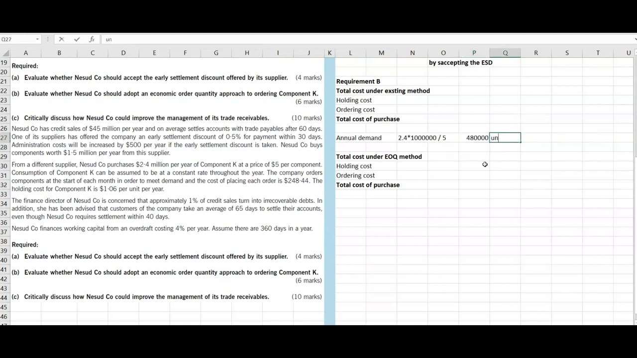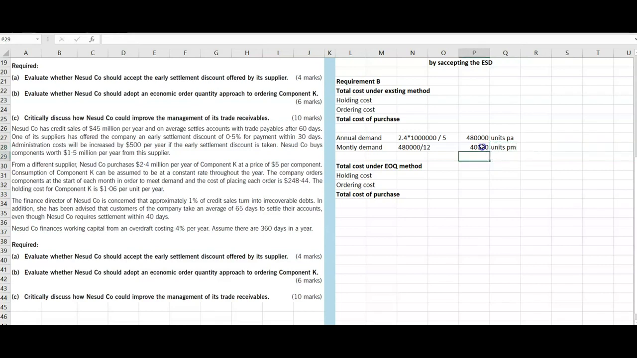So this is the units per annum. Okay, so if we work out the per month, if you work out monthly demand, that will be the same number, 4,80,000 divided by 12 months. So we can take that and we can work out here. So this will be units per month.